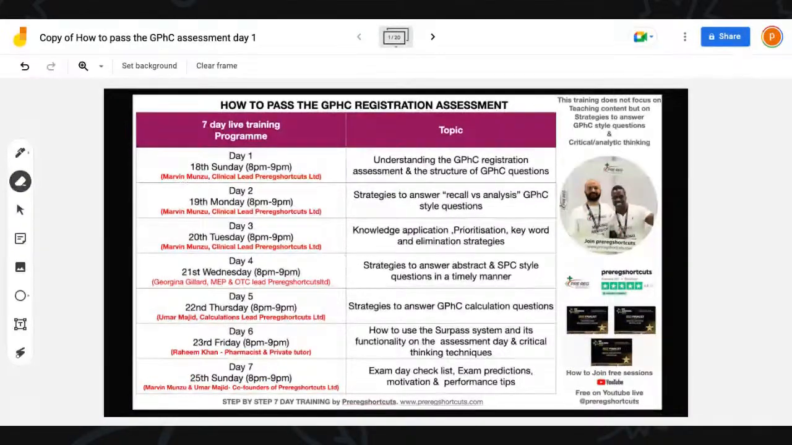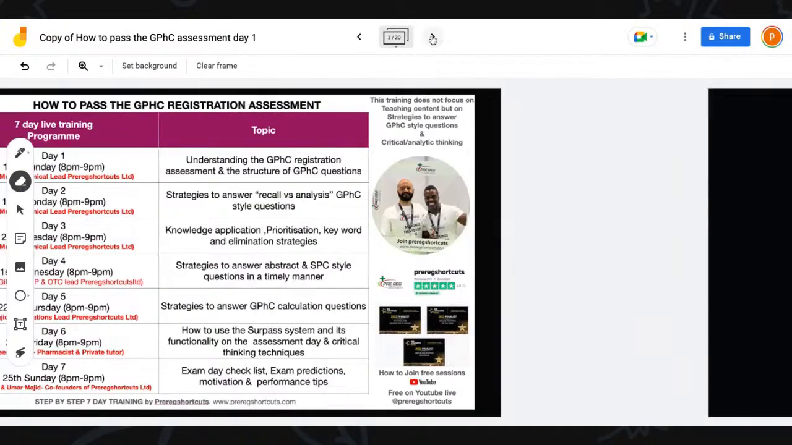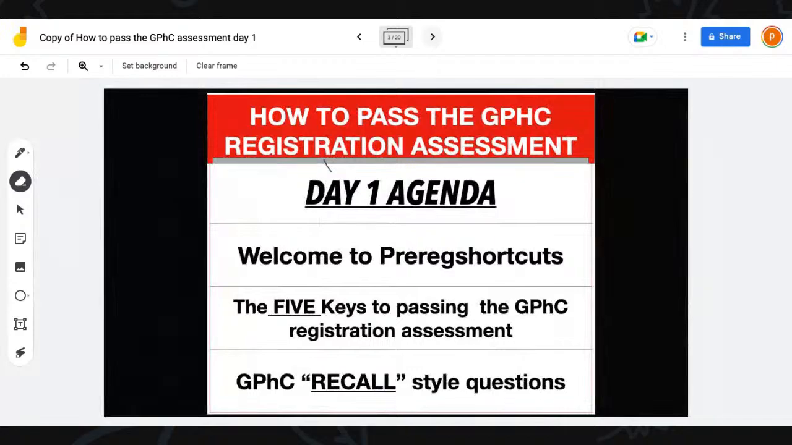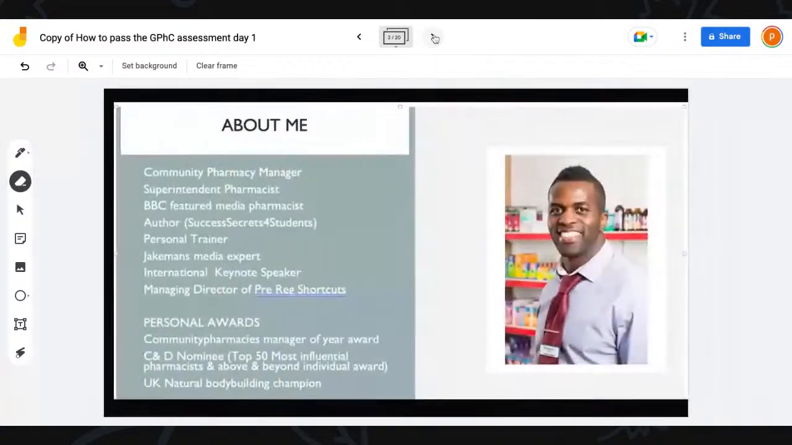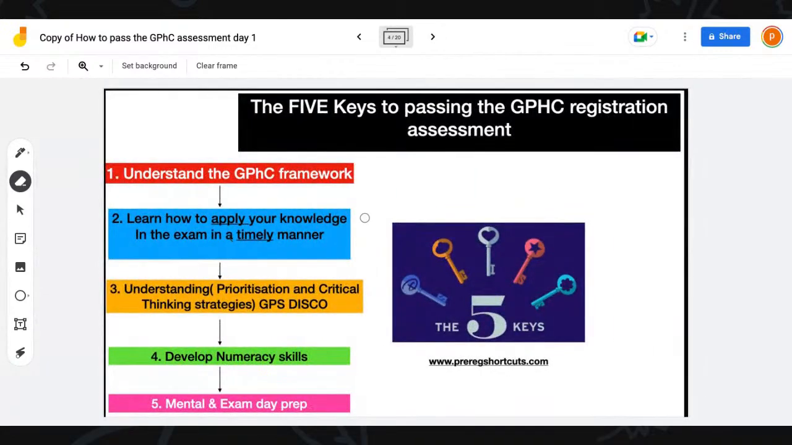For anyone that missed the session yesterday, we went through this very quickly. We introduced myself, then the most important part was the 5 keys to pass your GPhC exam. We also did 1 or 2 recall questions at the end. Key number 1 is understanding your GPhC framework. Day 1 was all about understanding the framework and how GPhC questions are set and those that set the questions. The second key was learn how to apply.